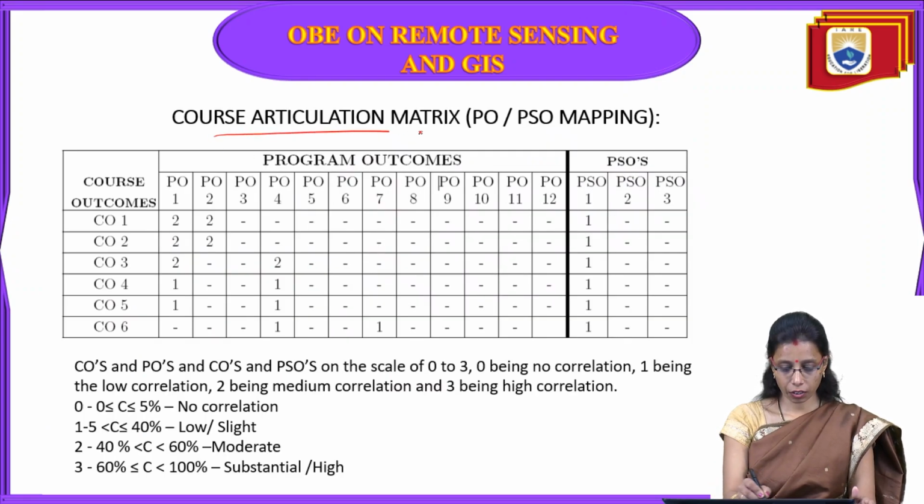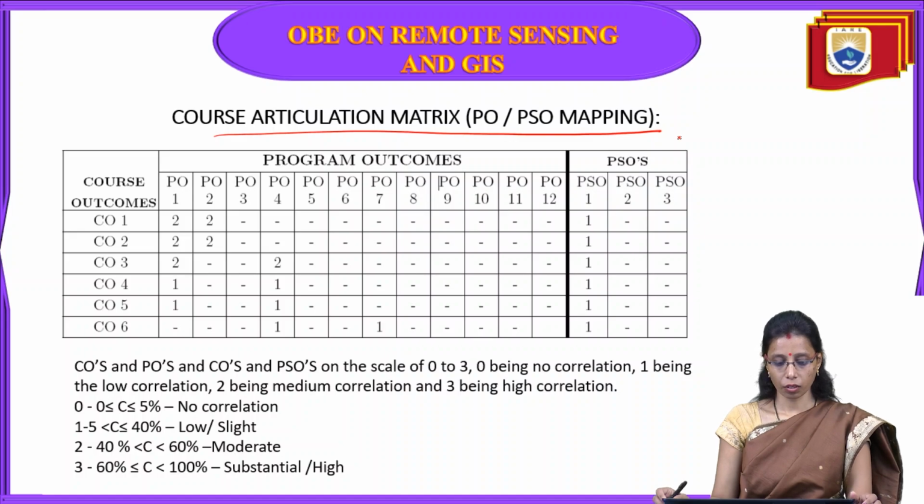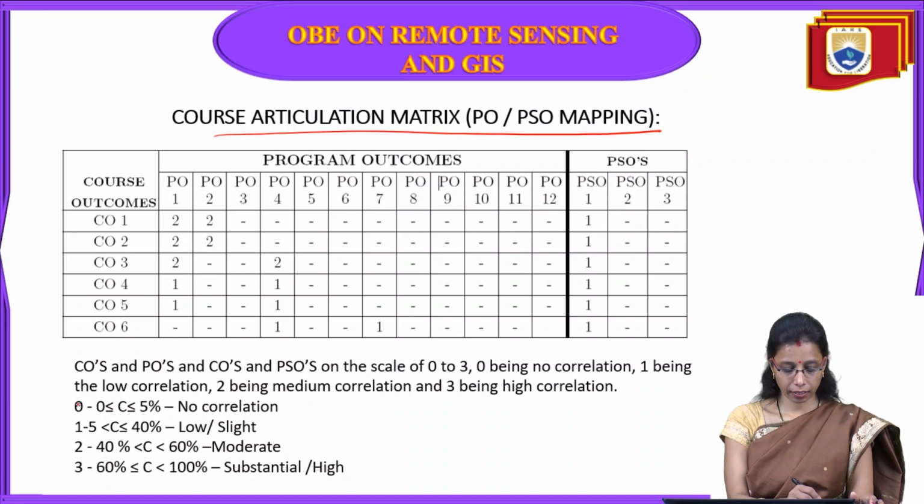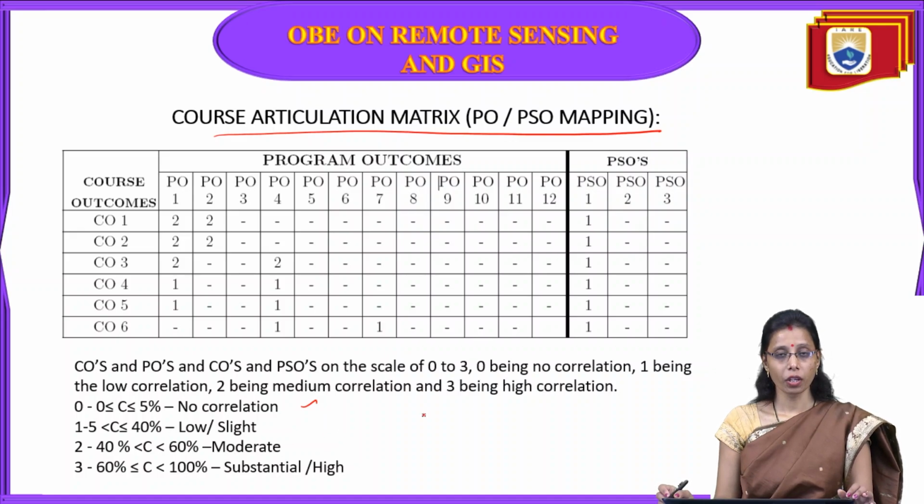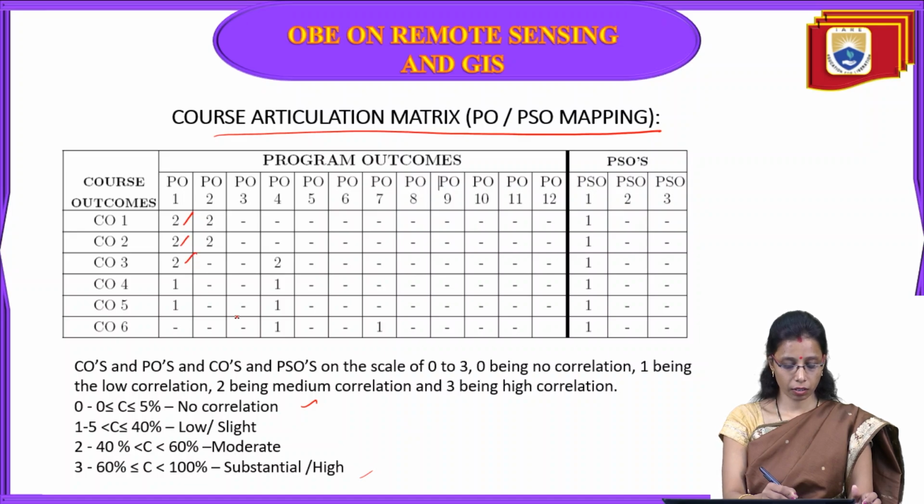Now coming to the articulation matrix of POs and PSOs. So for the course articulation matrix, PO and PSO mapping, we have seen the articulation here. As it is decided, 0 means no correlation, 1 is slight or low, 2 is moderate, and 3 is substantial. So wherever we see 2, that means it is moderately related. 1 means slightly related, 2 means moderately related, and wherever you see 3, that is highly related.